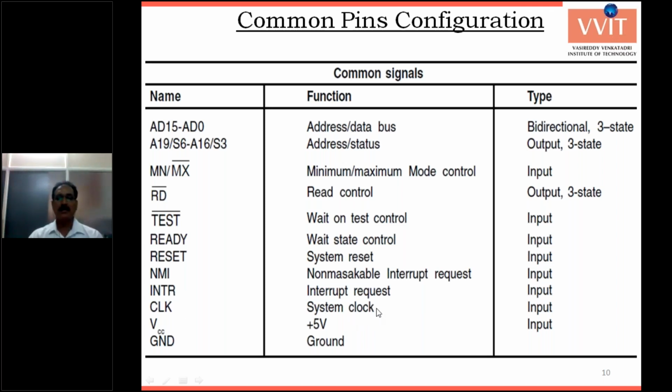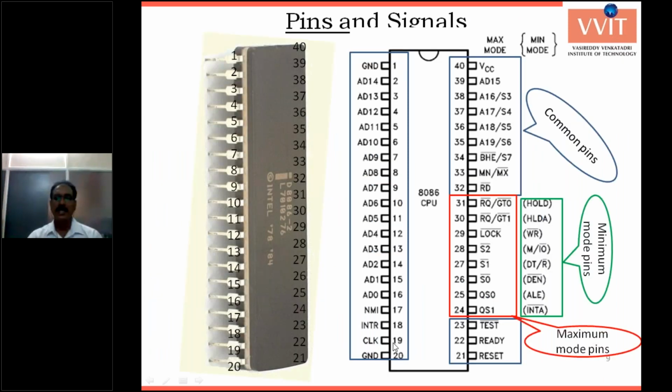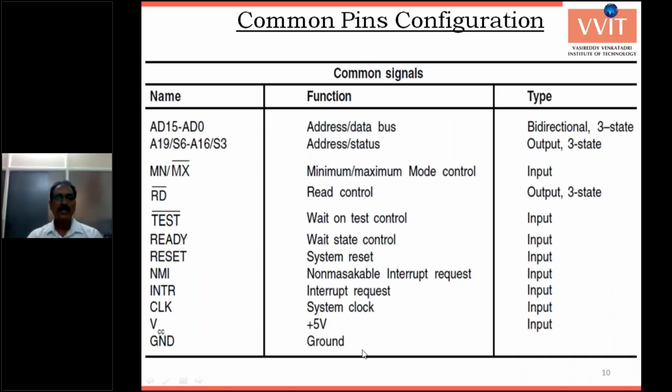Next, system clock. It is connected to the system clock frequency of 5 MHz. Generally, 5 MHz, 8 MHz, or 10 MHz are there. Pin number 19 receives the clock signal via the 8284, that is the clock generator. Via the clock generator, the clock is supplied to the 8086. Next, VCC and ground. These are the power supply of the 8086.